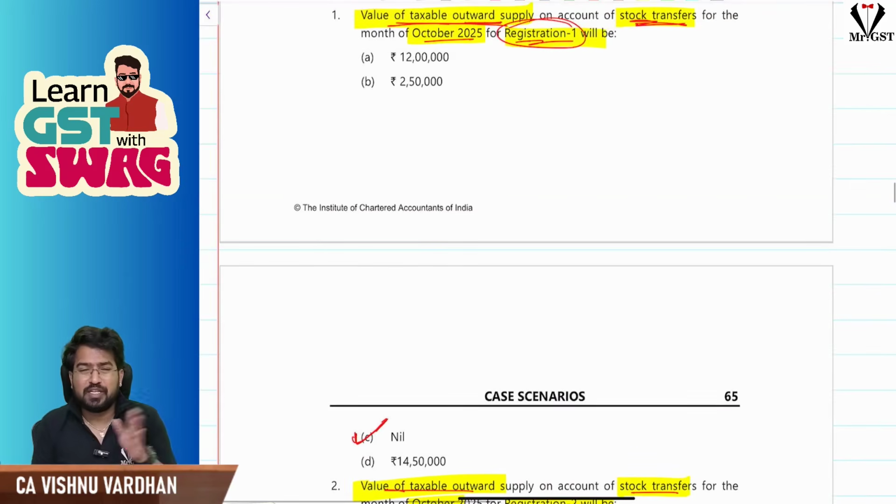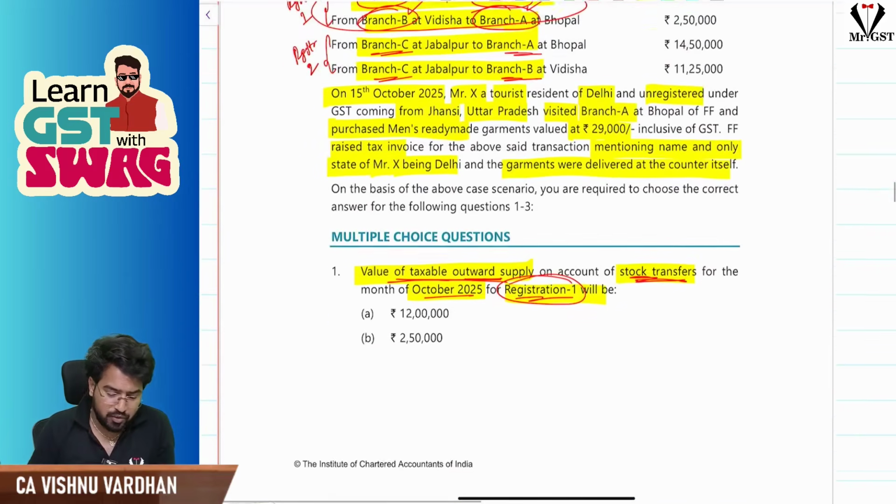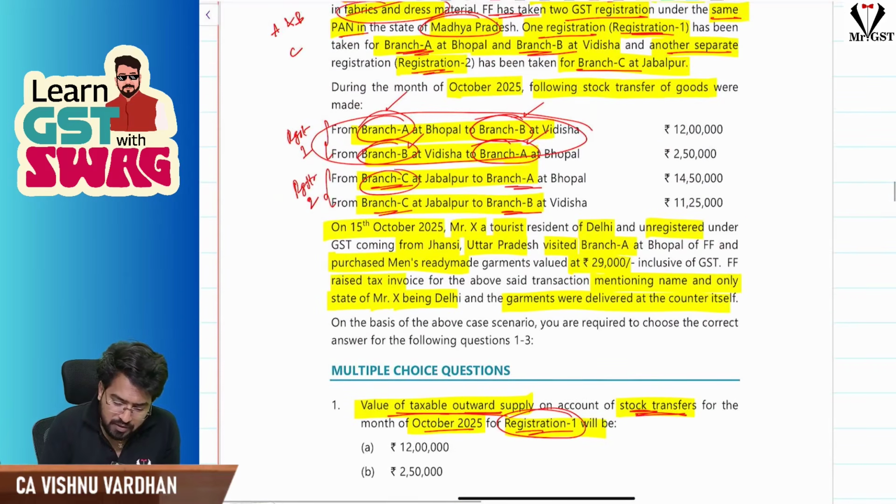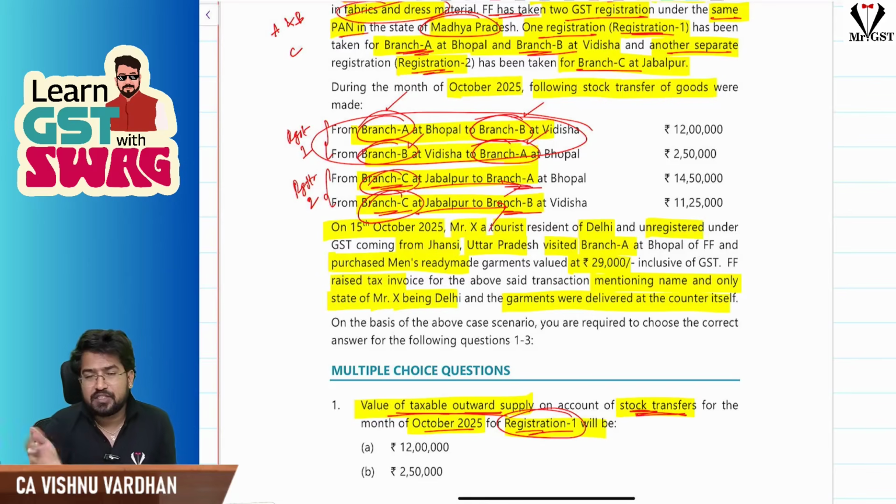Hope you have understood. A and B both have the same GST number. So between them any stock transfer is not a supply. Schedule 1 will not come into the picture. But from branch C, they are sending to A, and from branch C, they are sending to B. These are different registrations. Branch C and branch A, branch C and branch B are different registrations. So these 2 will fall within the meaning of supply under Schedule 1, without consideration.